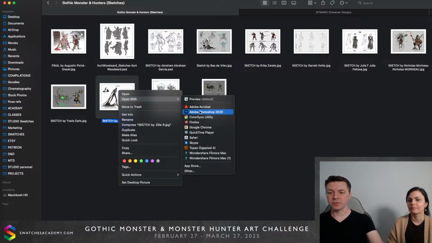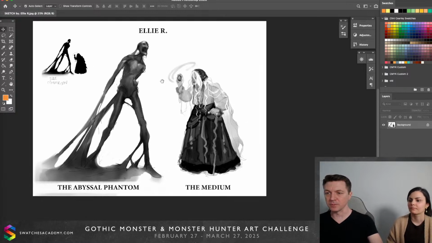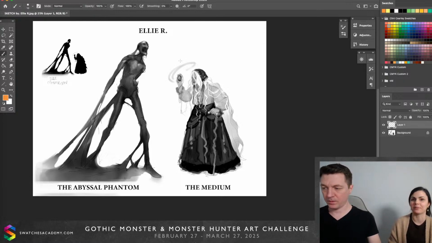Ellie, the next pieces we're going to be looking at are working at the Abyssal Phantom, which has a very vague, long, slim, shadowy figure with dark eyes and a long face. And then the silver-tipped cane and spirit-repelling charms crafted by the medium.